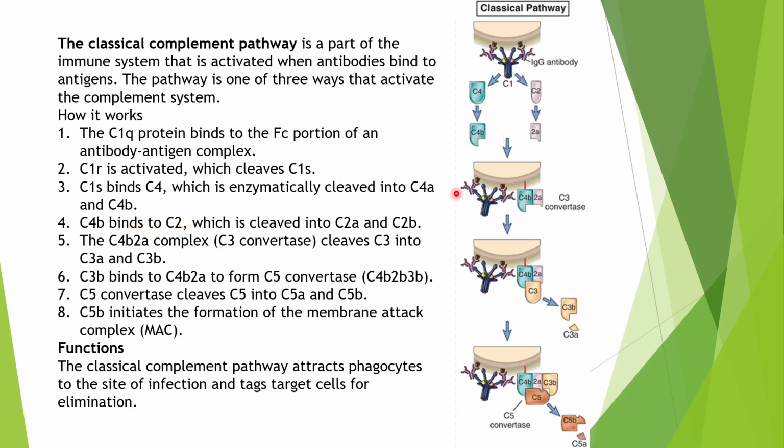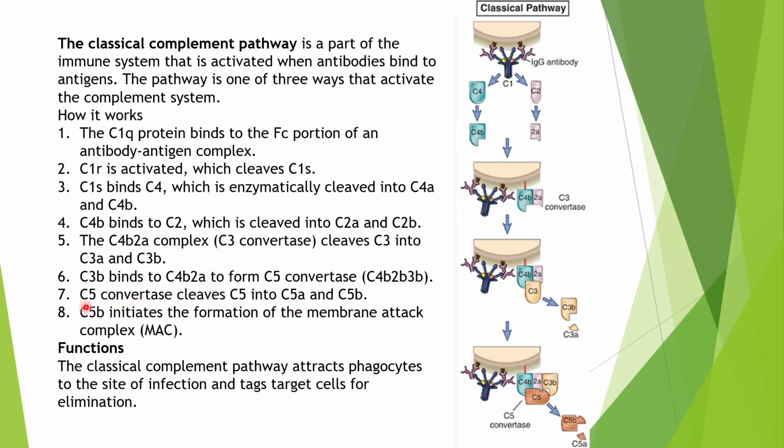Then further C4b binds to C2, which is cleaved into C2a and C2b. Then C4b and C2a form a complex, which is the C3 convertase. And now this complex cleaves the C3 into C3a and C3b. After this, C3b binds to the C4b2a complex to form the C5 convertase complex. So now the C3b will bind to this complex and form the C5 convertase complex.